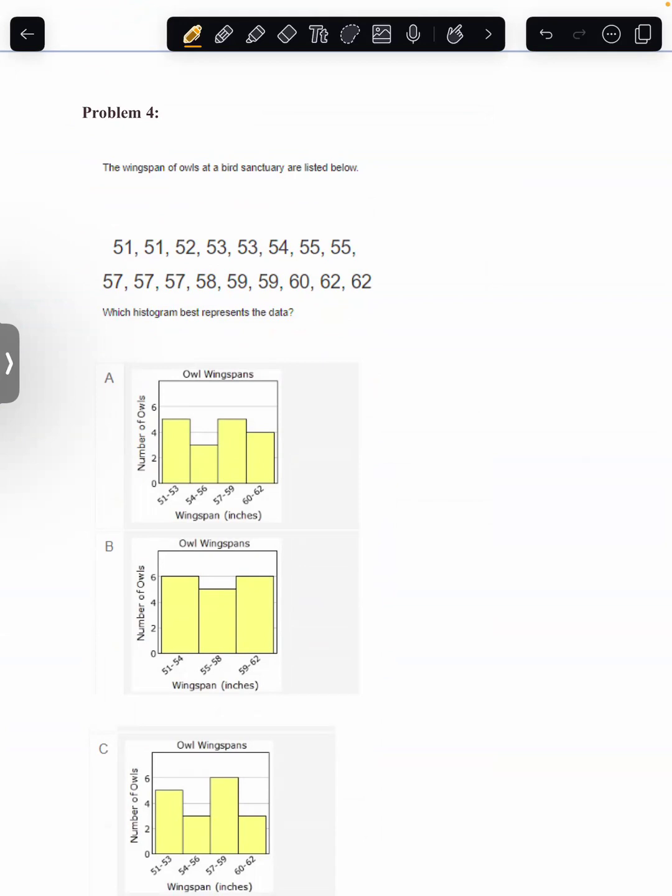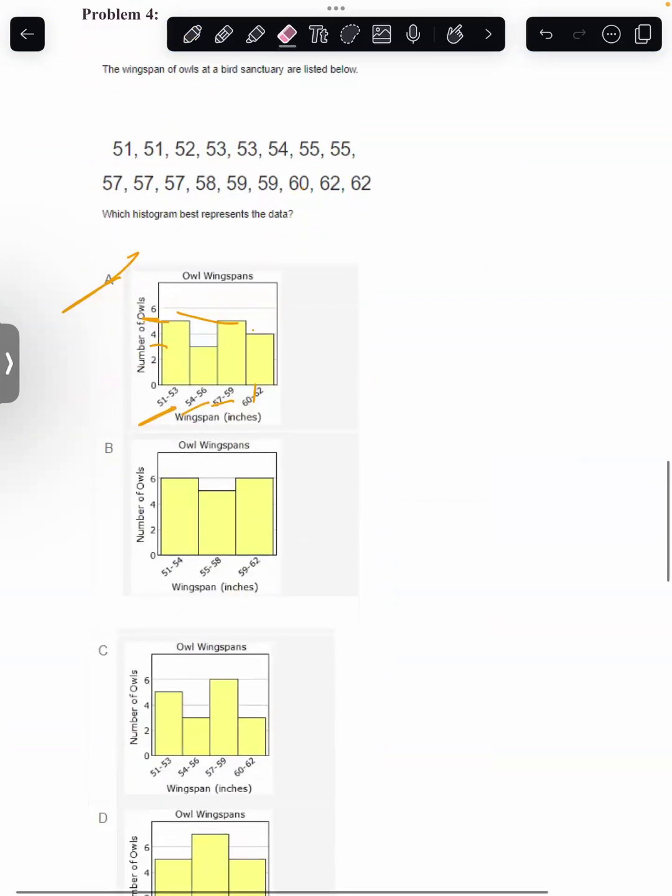Number 4, wingspans of owls at a bird sanctuary are listed below. Which histogram best represents the data? Okay, so we got 51 to 53 inches. We need 5. 1, 2, 3, 4, 5. Good. 54 to 56. We need 3. 1, 2, 3. 57 to 59. We need 5. 1, 2, 3, 4, 5, 6. That's incorrect. And then it has 4 on 60 to 62. So it was off by 1.